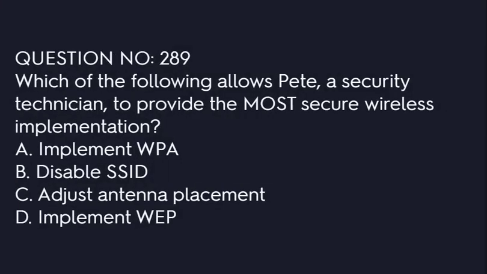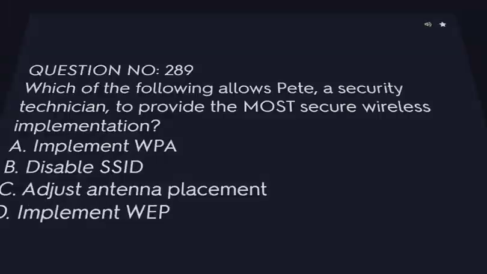Question number 289. Which of the following allows Pete, a security technician, to provide the MOST secure wireless implementation? A. Implement WPA. B. Disable SSID. C. Adjust antenna placement. D. Implement WEP. A.